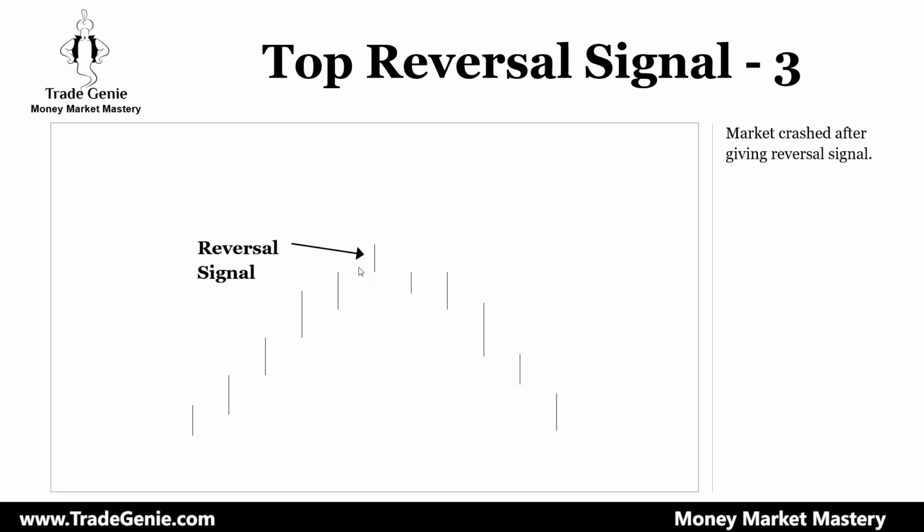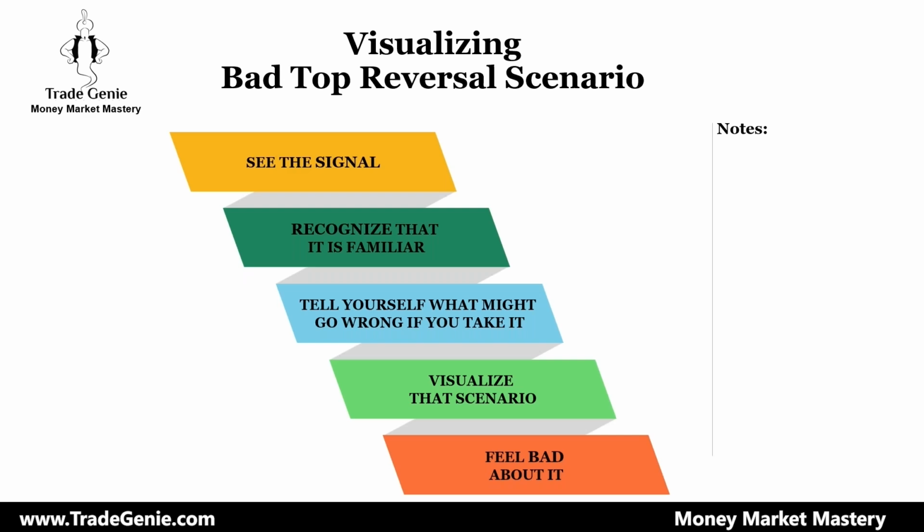A lot of things can happen also. I mean, this is a reversal bar, but then the market goes in a sideways motion, up and down, and then finally it crashes. So that can happen. So this is another top reversal signal, the third one.